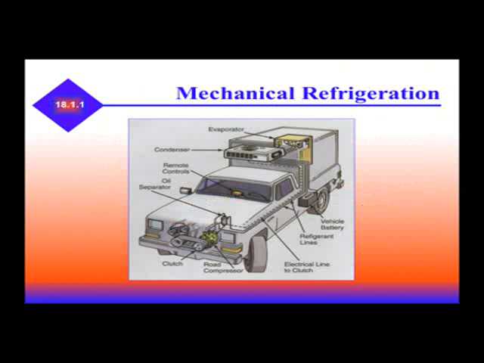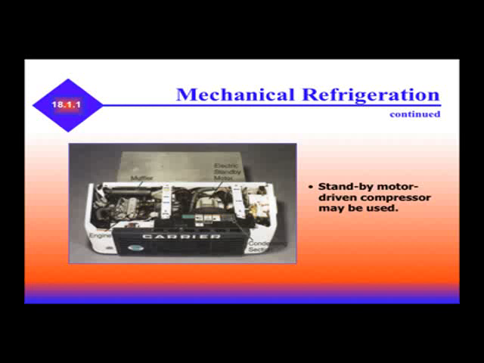You'll notice the condenser on the front, the evaporators inside, and there's a road compressor. Refrigerant lines run from the engine to the back. Sometimes this is a standby motor-driven compressor. Okay, you'll see the electric standby motor. It might have a muffler and an engine inside of it.